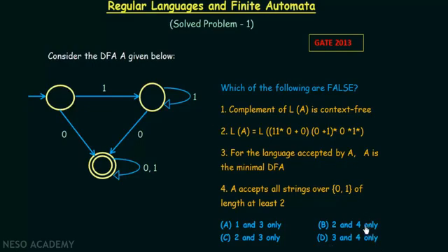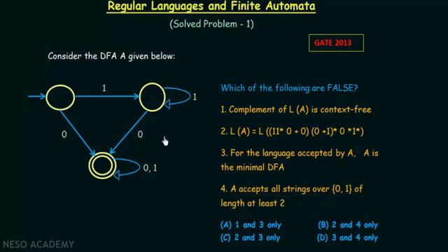So in order to find this out, we need to see if statements 1, 2, 3, and 4 are either true or false. In order to do that, let us analyze each statement carefully and see if we can find out whether the given statements are true or false. Alright, so the first statement says the complement of LA is context free. So if we look at this, this is a DFA.